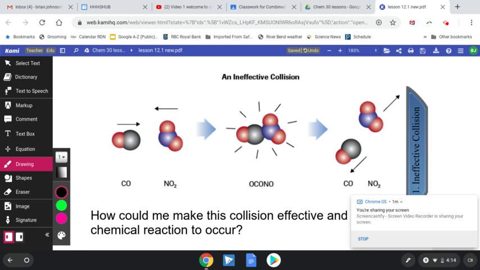Okay, so first outcome, you need to understand what it takes to have a successful collision. So our chemical reaction here is carbon monoxide reacting with nitrogen dioxide. So there's our 2 molecules. In theory, when they collide together, 1 oxygen will transfer and we'll get CO2 and nitrogen monoxide. And as you can see from the products, it didn't happen. So the question is, why not? What does it take to have a successful collision and create new products?